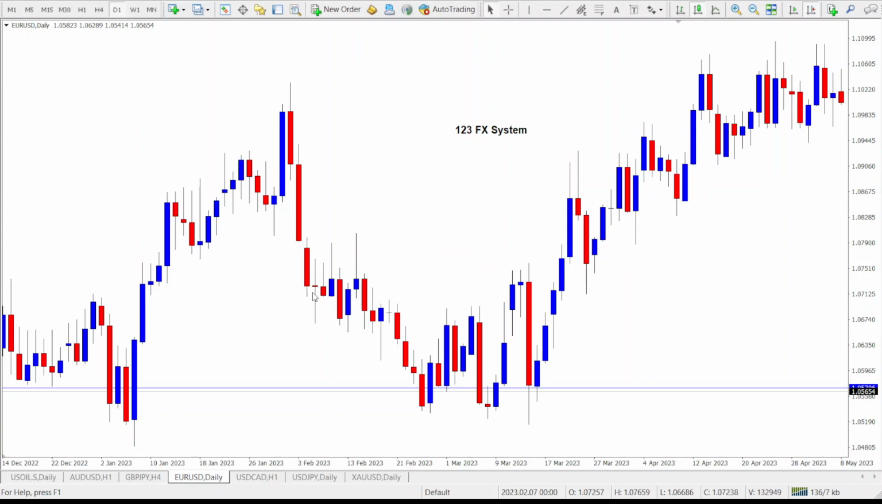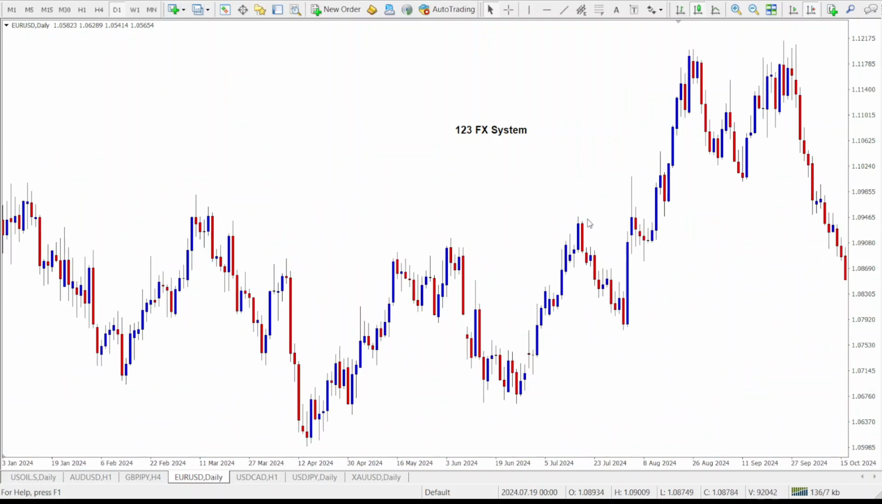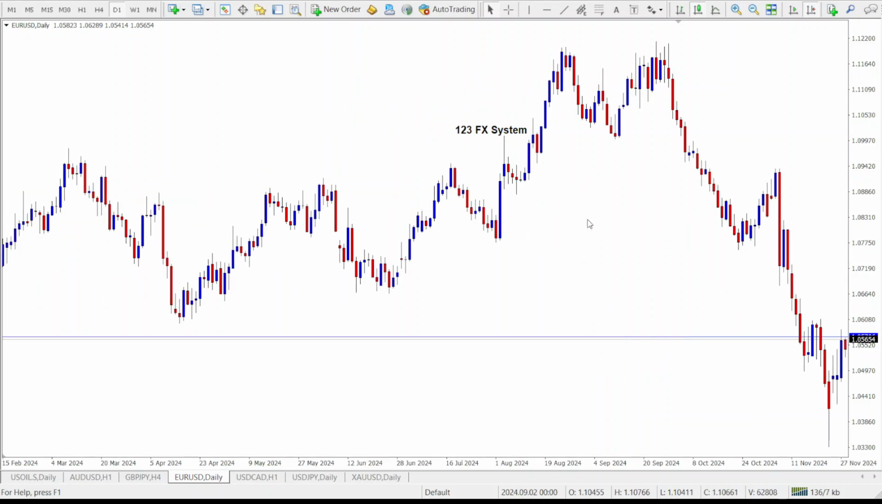Let us start with the basics. What is the 123 FX system? The 123 FX system is a price action based strategy that focuses on identifying market structure changes, to be precise. Now it's made up of 3 clear steps. 1. A new high or low is established.